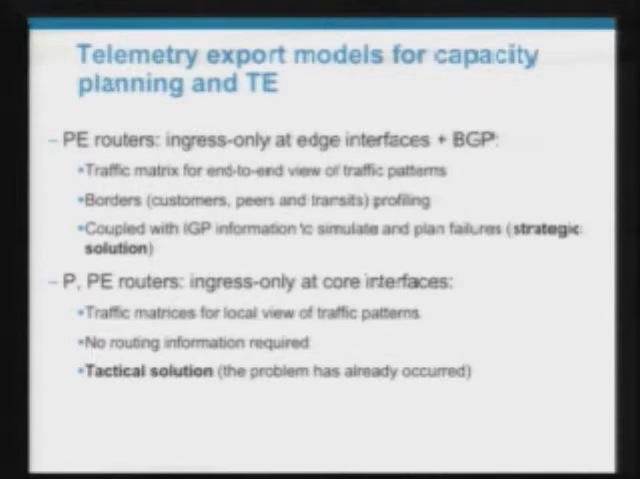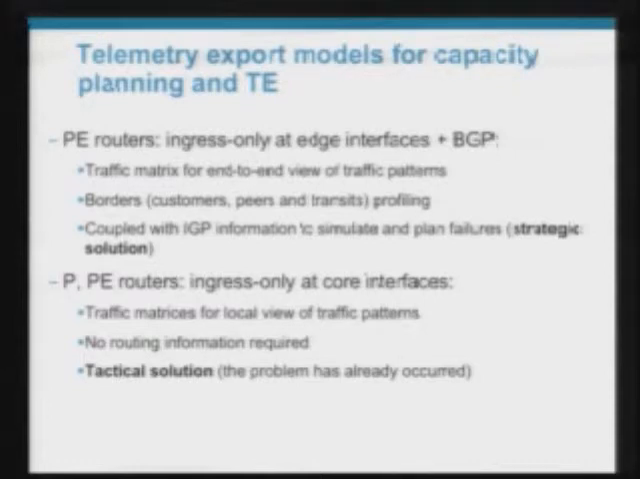So the first one, and I think the most relevant, because then it drives to a strategic solution, is to collect from the edge routers, so the provider edge routers, ingress-only measurements at edge interfaces, so the ones that are facing customers, peers, and the transits. And from these routers also collect BGP information. So at the very end, you have PEs that export, for example, NetFlow information and BGP peer with the collector.